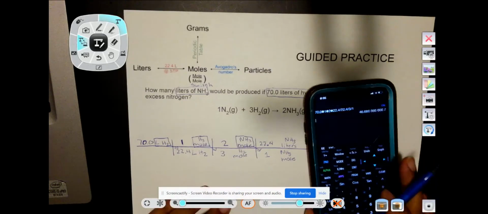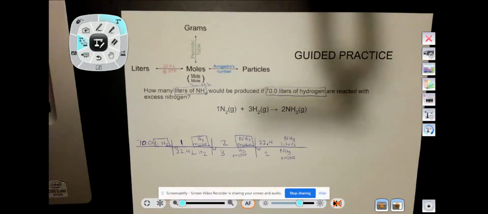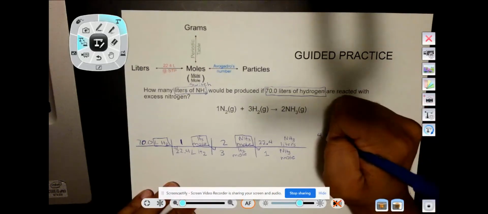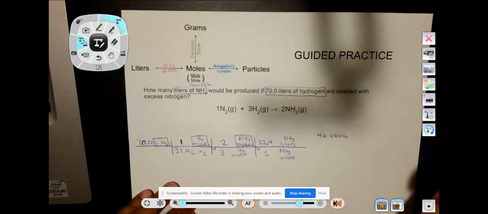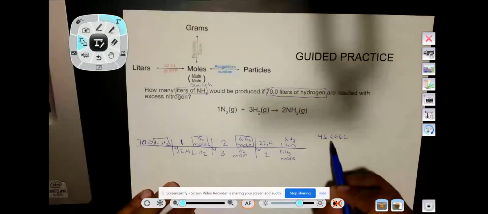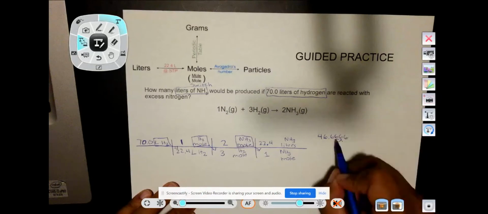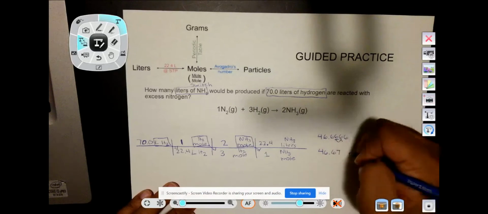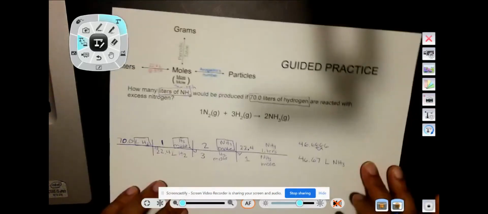Okay. And so I'm going to round this to 2 decimal places. So our number was 46.6666. I'm going to round this to the second decimal place. And so I look over, this 6 is going to become a 7. So I'm going to have 46.67 liters of NH3. And that is my final answer.